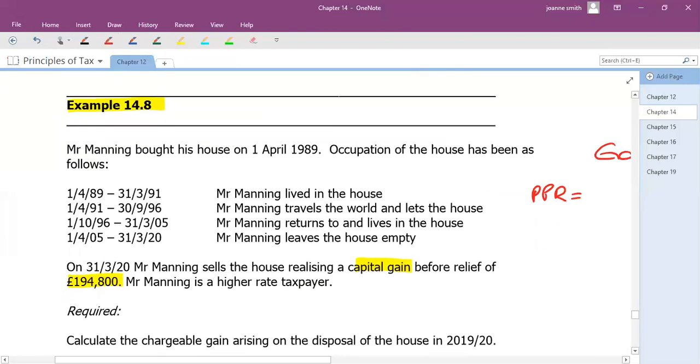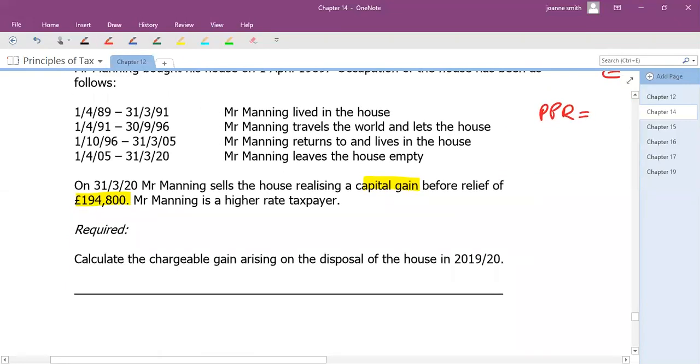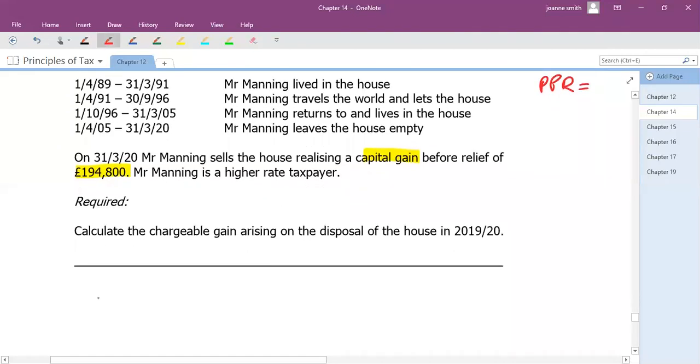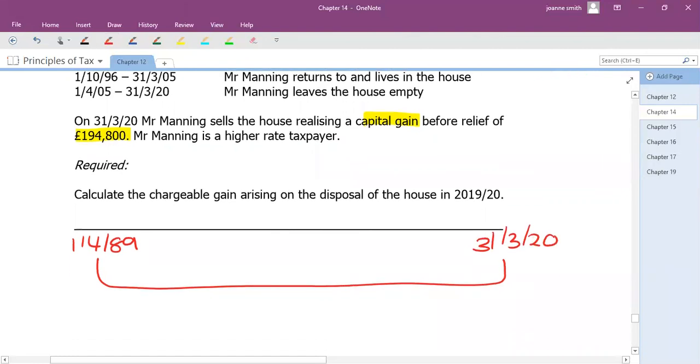So if we have a look at what he's done in the house then, so he lives in the house, then he travels the world, he comes back and lives there again, and then he decides to leave the house empty. So I'm going to do similar to the last question. I'm going to draw this out on a timeline. You don't have to do this in the exam. I'm just trying to do something a bit more visual so you can get your head around what it is you're trying to do. So similar to the other question, I'm going to start with when did I buy it and when did I sell it? And I'm going to work out the ownership period.